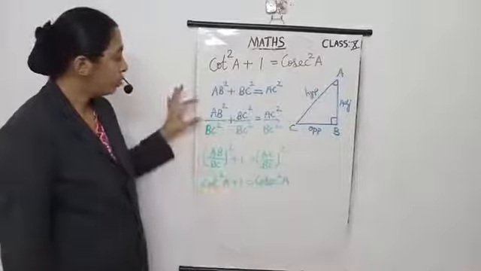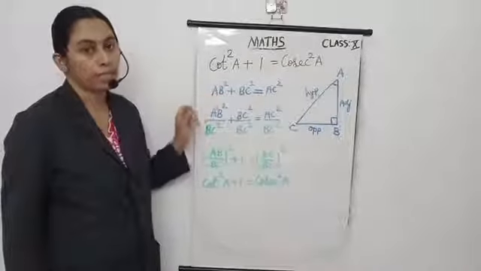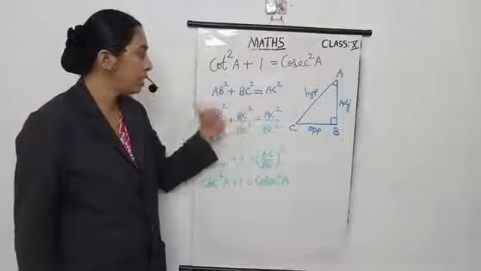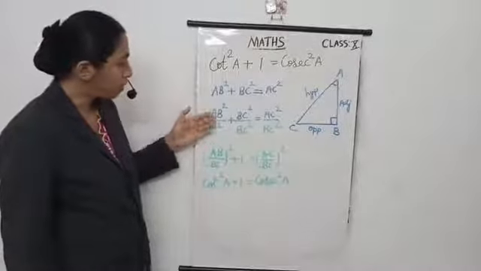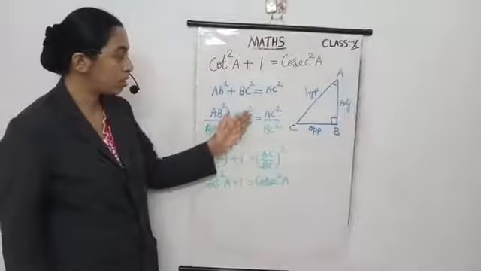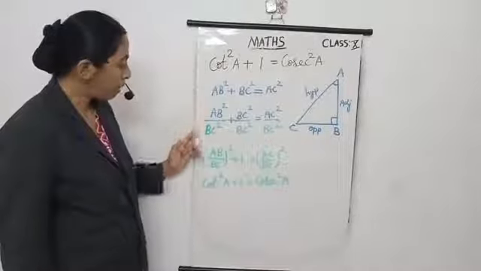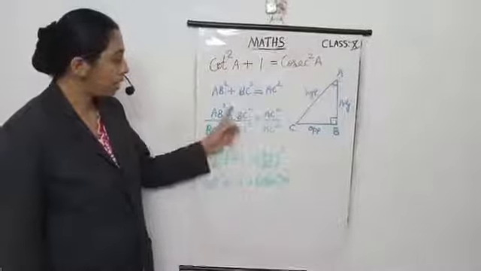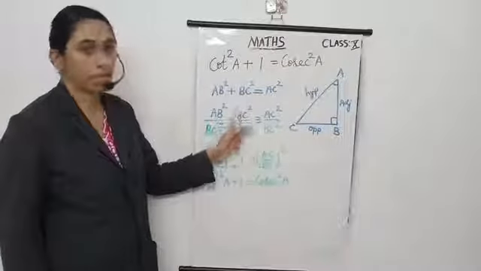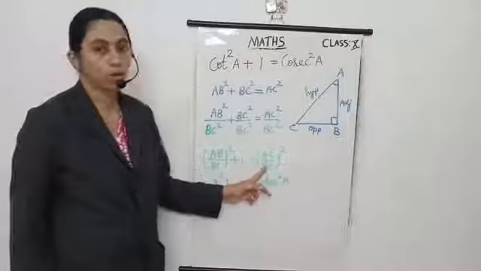Now divide all these three terms by BC square. So AB square by BC square plus BC square by BC square equal AC square by BC square. Now we can write (AB by BC) all square plus, here BC square and BC square cancel, we get 1 equal (AC by BC) all square.